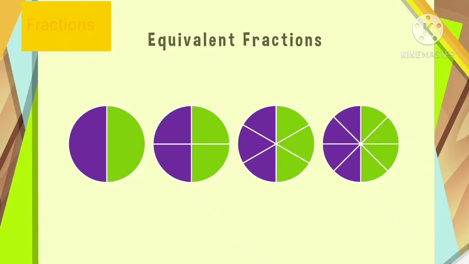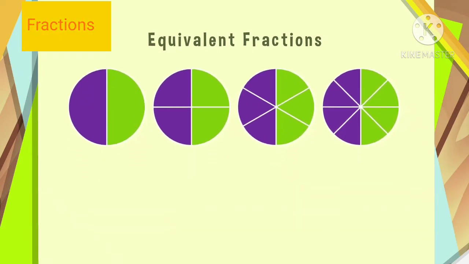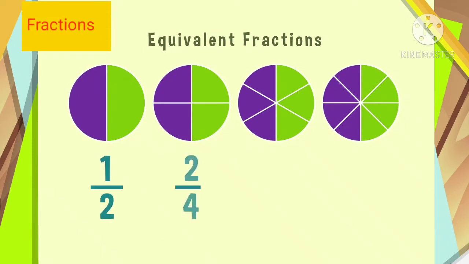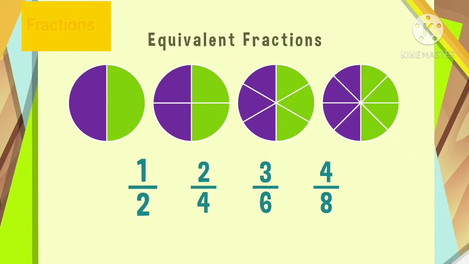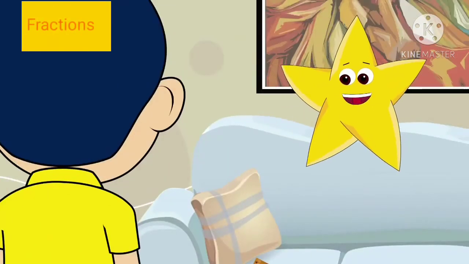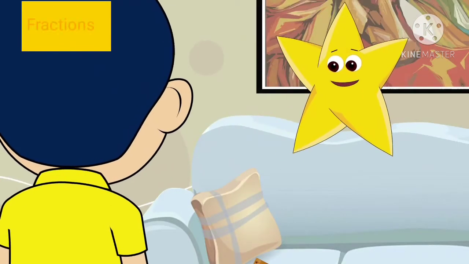We can observe that the same part of the circle is shaded in all the figures. Thus, 1 upon 2, 2 upon 4, 3 upon 6, 4 upon 8 represent the same portion of the circle and are equal. 1 upon 2 equals 2 upon 4 equals 3 upon 6 equals 4 upon 8. All these are equivalent fractions. We can find equivalent fractions for any given fraction.